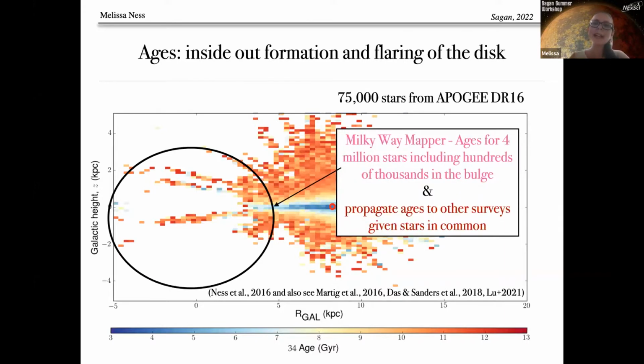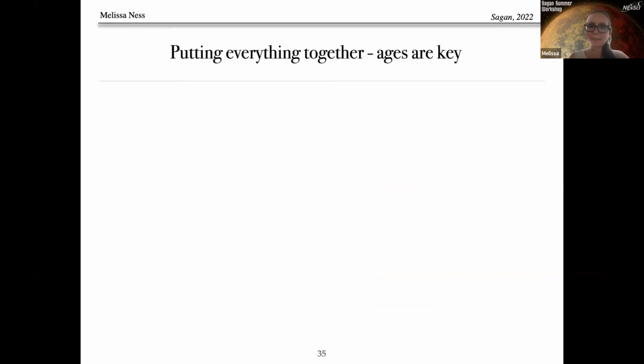Over the next half decade, we're going to fill in basically all of this bulge region with ages for millions of stars from Milky Way Mapper, and we can propagate ages between surveys given stars in common. So putting everything together, ages are key.